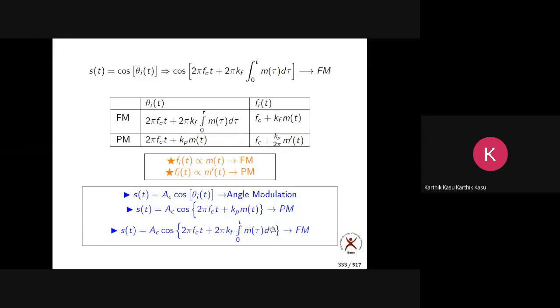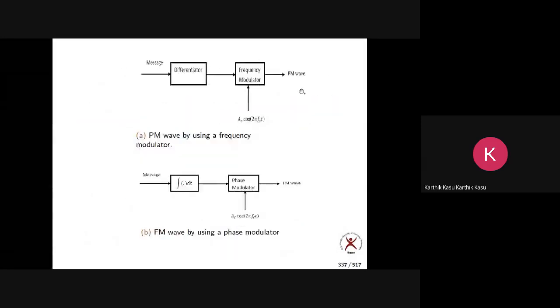Now here the only change we are making is, for the FM modulator, instead of giving m of t as input, I am giving m dash of t as input. So integration and differentiation will cancel out with each other. This equation will become AC cos 2 pi f ct plus 2 pi kf m of t dt. That is similar to phase modulation. You can see very clearly, so the output will be a phase modulated wave.